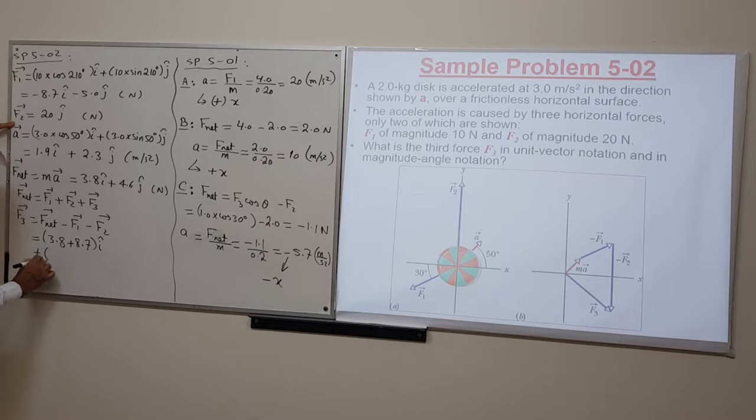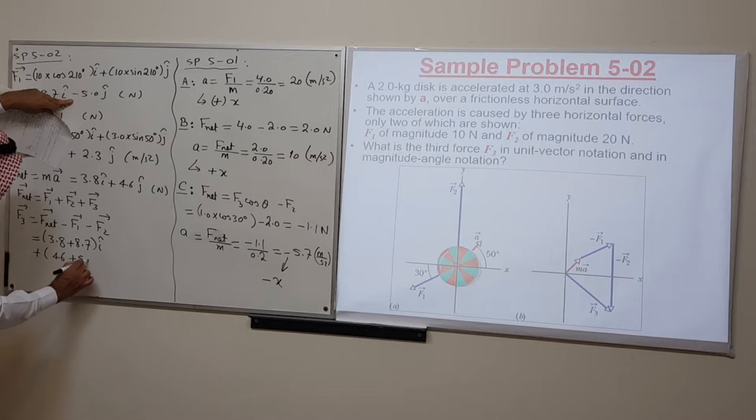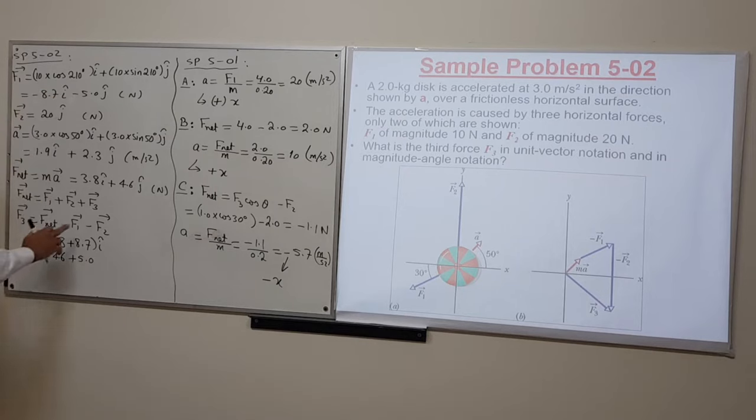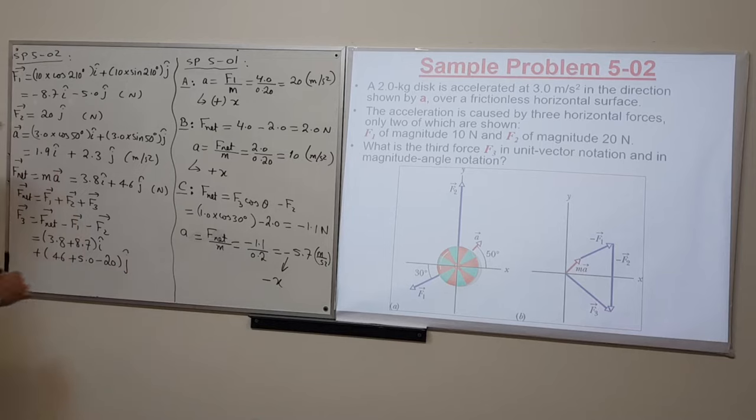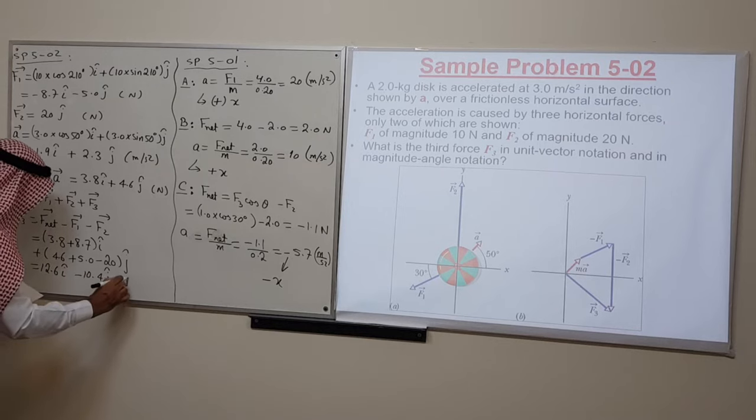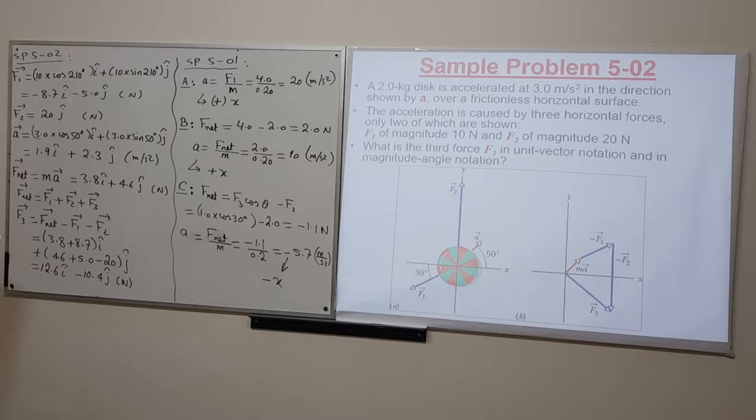What about the j's? In F net, the j is 4.6 minus minus will be plus 5.0 minus, where is F2? There, 20, minus 20 j. Add up all of these and you will find that this is 12.6 i minus 10.4 j in newtons. And that's the force F3.